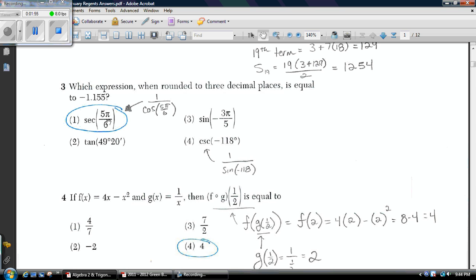Which expression, when rounded to 3 decimal places, is equal to this? Honestly, just use your calculator. Enter it right in. Secant is 1 over cos. Cosecant is 1 over sine. And punch it right through.